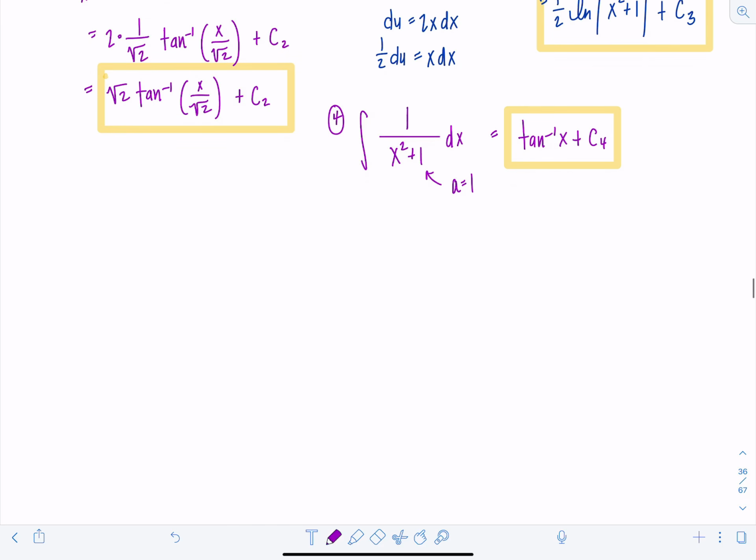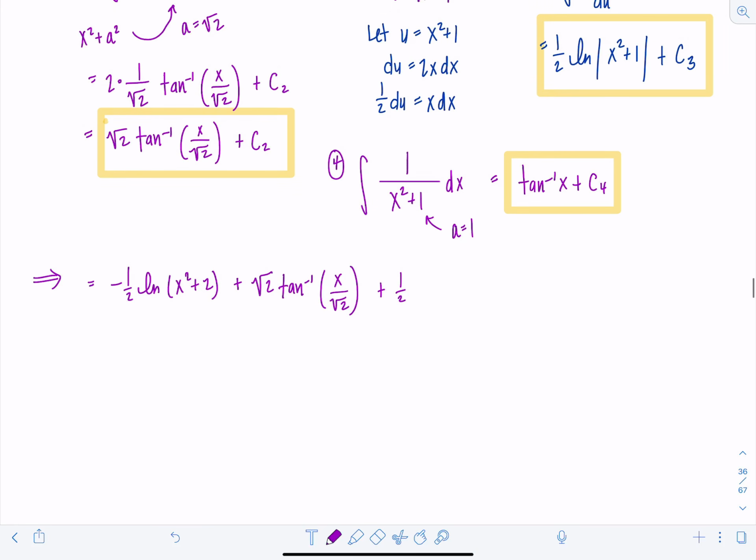Now clean it up. So all together, everybody, we have negative 1/2 natural log. You know, I don't need absolute value on x squared plus 2. That's always positive. So I'll just switch it to x squared plus 2. Plus rad 2 tan inverse of x over rad 2 plus 1/2 here natural log. Again, I don't need absolute value. X squared plus 1 is always going to be positive. Plus tan inverse of x plus c. I'll define what c is in a hot second.